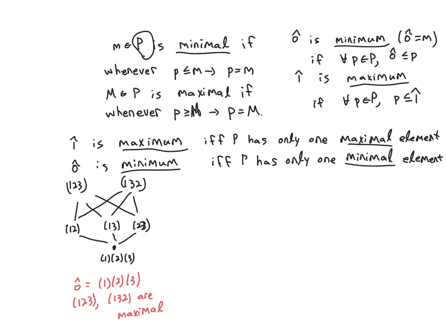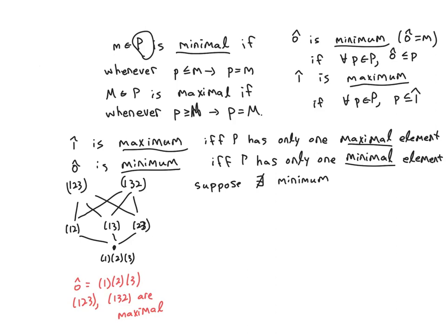Or more accurately, take the contrapositive of the converse statement. So the converse statement would be: suppose your poset has only one minimal element, show that it has a minimum. The contrapositive would be stating that: suppose you don't have a minimum, then you must have two minimal elements.